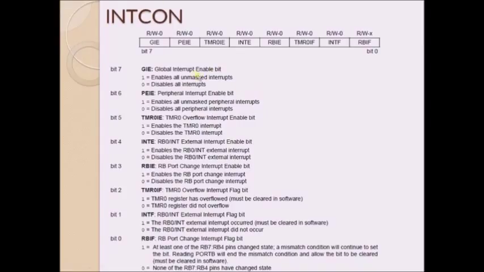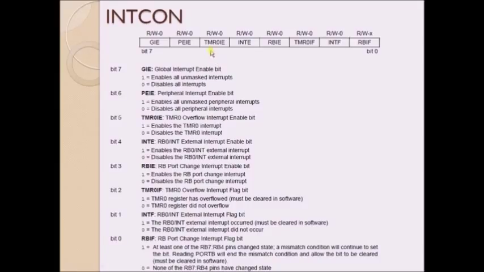So here, if I want to generate any kind of interrupt, whether it is a peripheral interrupt or a software interrupt, then this GIE should be enabled, so it should be programmed to logic 1. And if you want to generate any peripheral interrupt, then this particular bit should be programmed to logic 1. As I said, for every interrupt, Timer0 will generate an overflow interrupt, and for that interrupt you will have an interrupt enable bit as well as an interrupt flag bit.